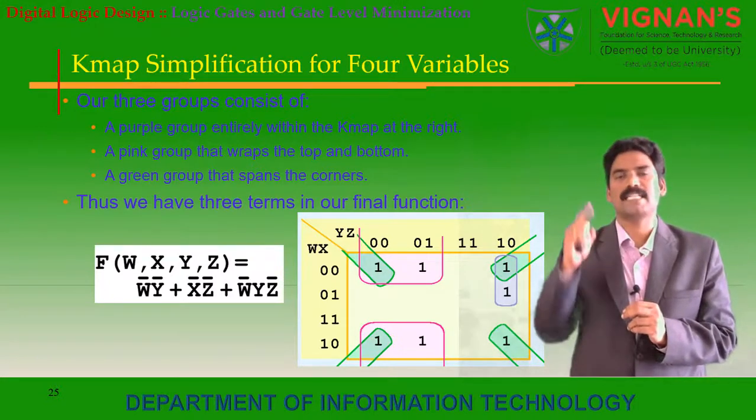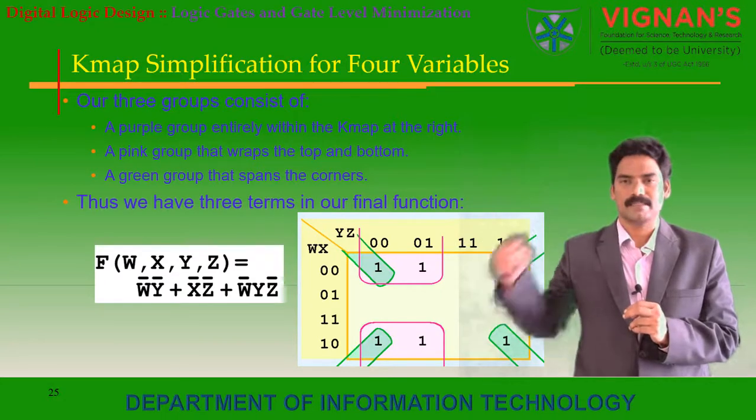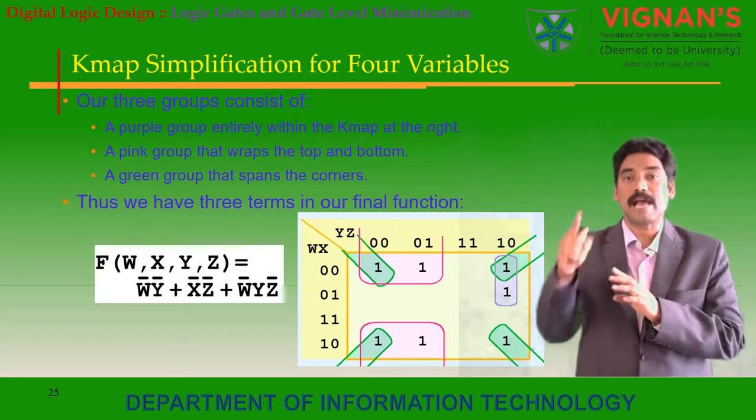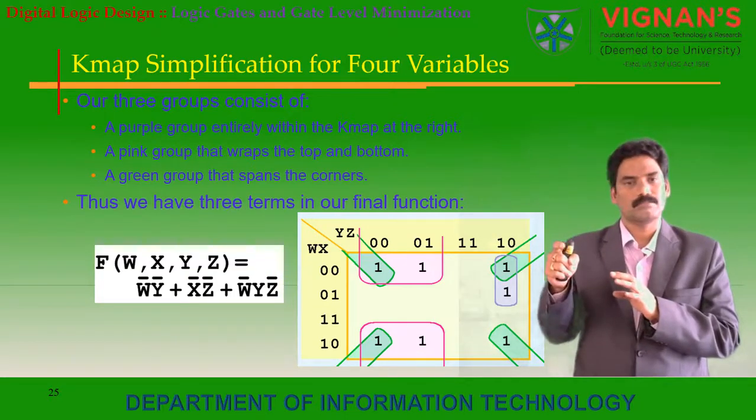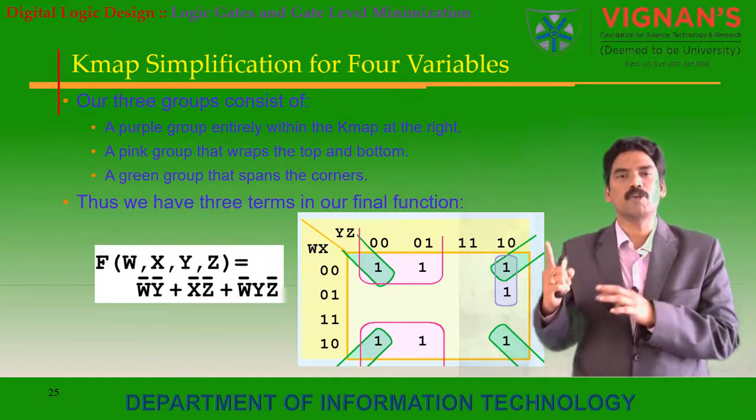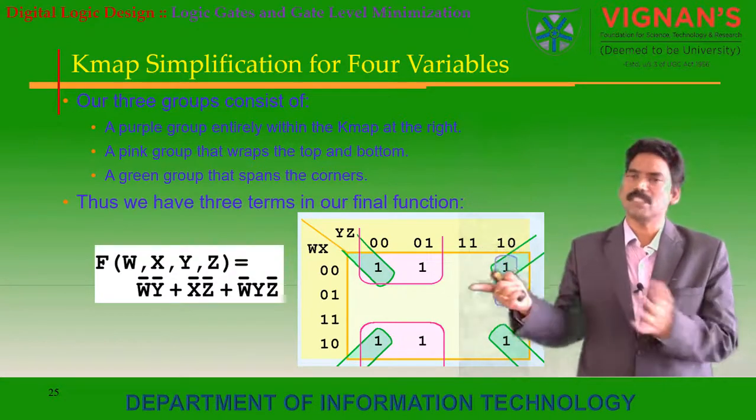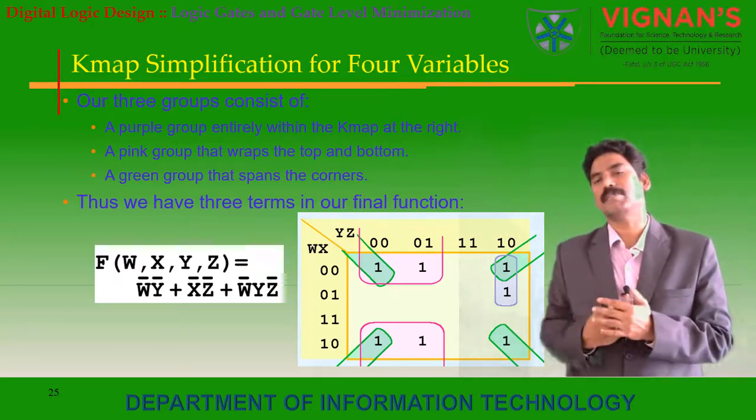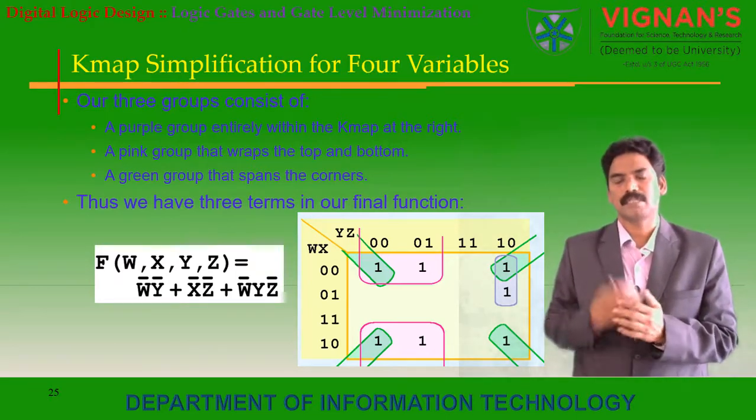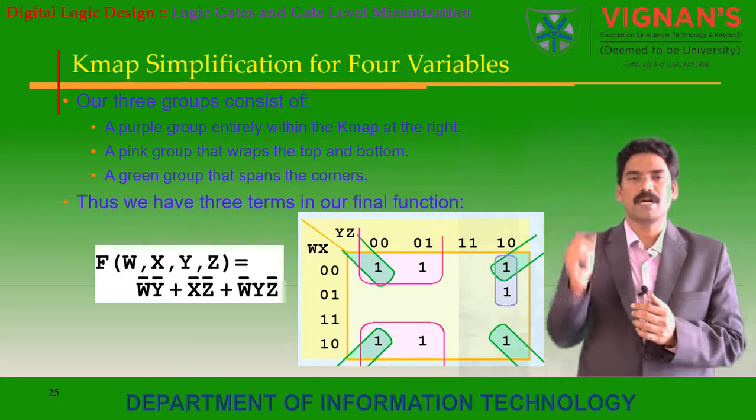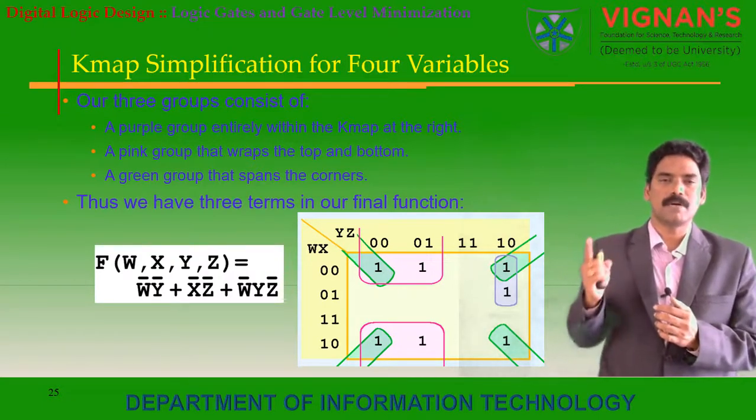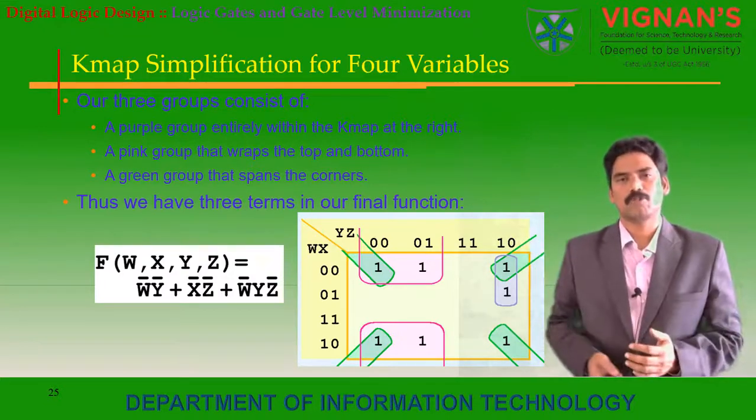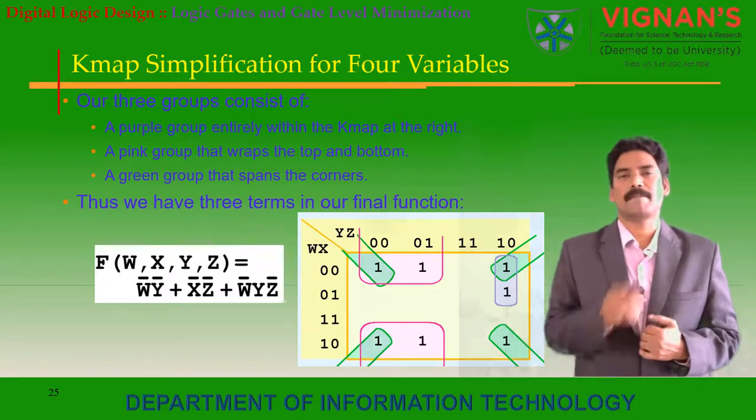A purple group entirely within the K map at the right. Okay, that is purple group within the K map. And the pink group that wraps the top and bottom. Pink group. And the green group that spans the 4 corners. These 4 groupings are possible, and based on these 4 groupings, we can get the minimal expression, that is equal to w bar y bar plus x bar z bar plus w bar y z bar. This is simplification of 4 variable K map.